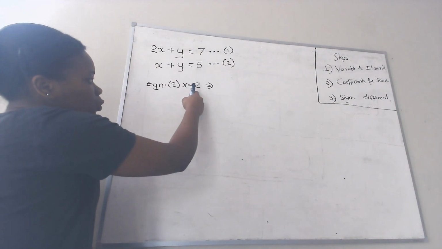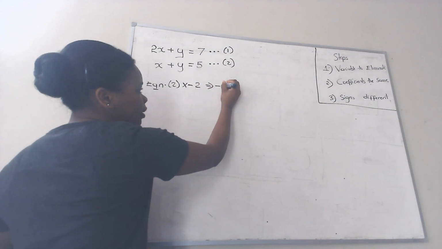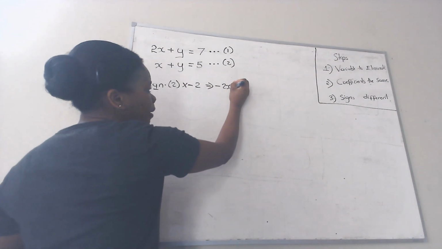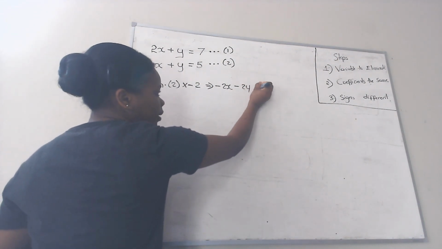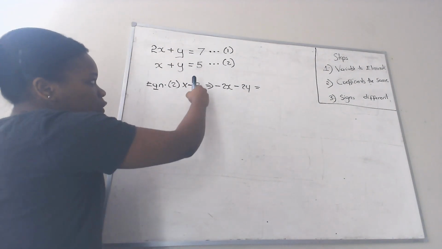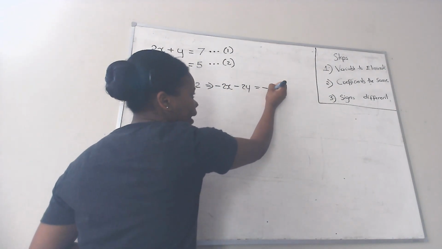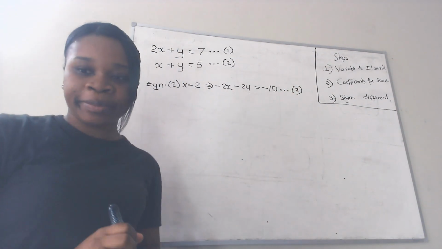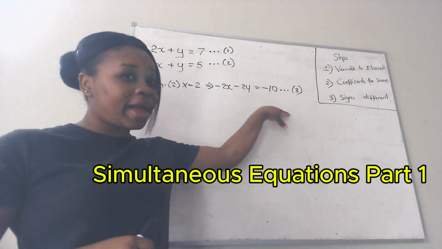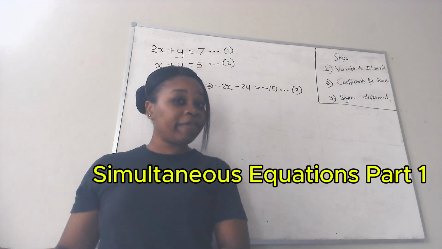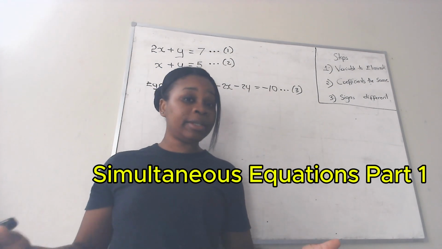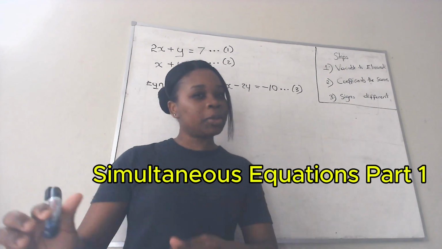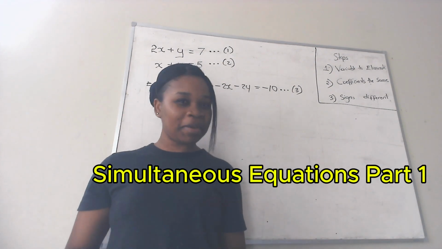So minus 2 times x is minus 2x. Minus 2 times y is minus 2y. And all of that is equal to minus 2 times 5 is minus 10. I will call this equation equation 3. Now, if you're struggling to arrive at this, please watch my previous video where I got into detail on how to work with the multiplication of signs. So go and watch that video and meet me back here.